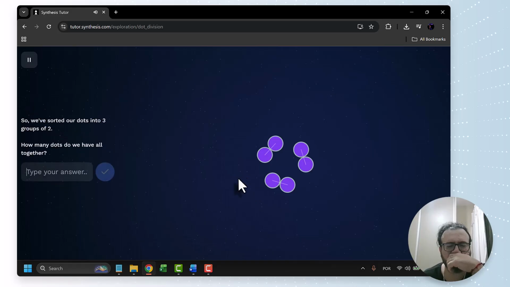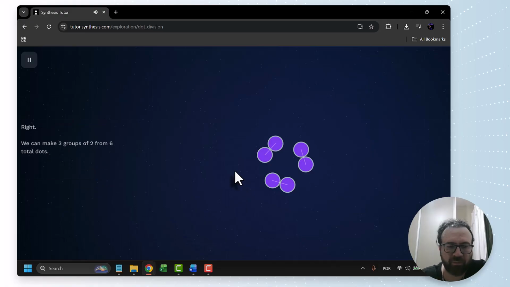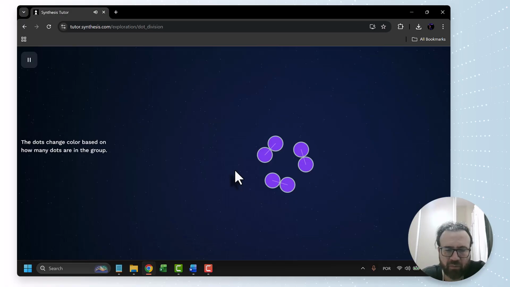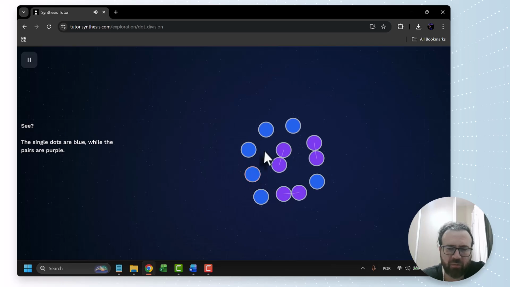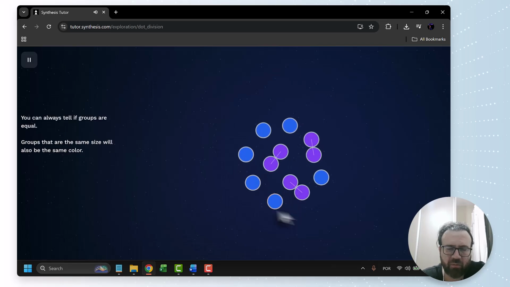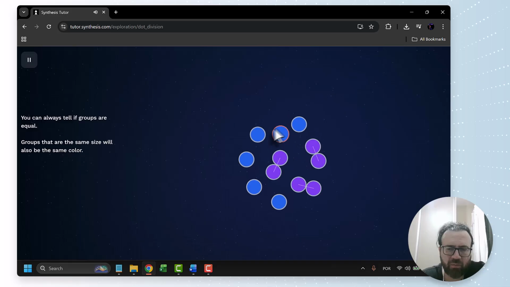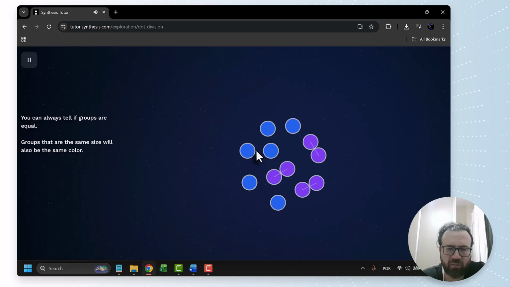So, we've sorted our dots into 3 groups of 2. How many dots do we have all together? Right. We can make 3 groups of 2 from 6 total dots. The dots change color based on how many dots are in the group. See? The single dots are blue, while the pairs are purple. You can always tell if groups are equal. Groups that are the same size will also be the same color.